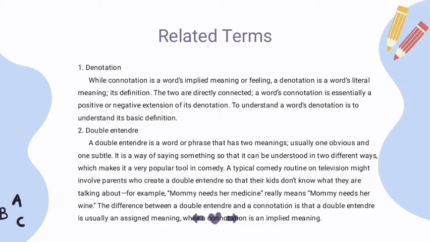A typical comedy routine on television might involve parents who create a double entendre so that their kids don't know what they are talking about. For example, "Mommy needs her medicine" really means "Mommy needs her wine." The difference between a double entendre and a connotation is that a double entendre is usually an assigned meaning, while a connotation is an implied meaning.